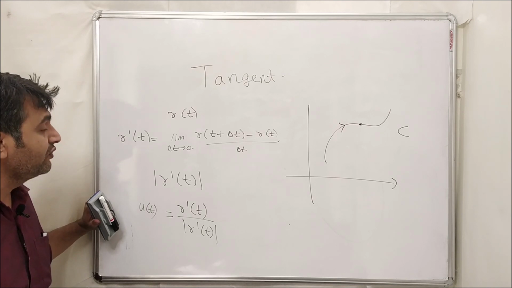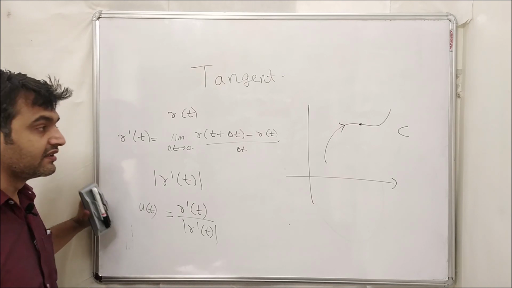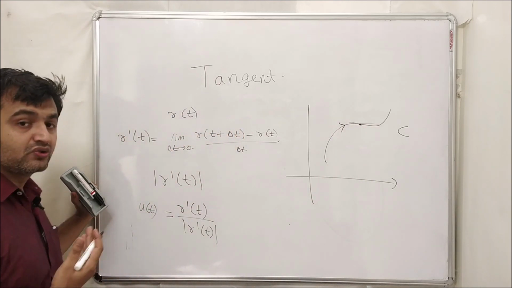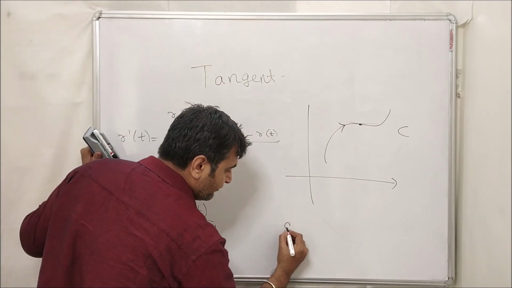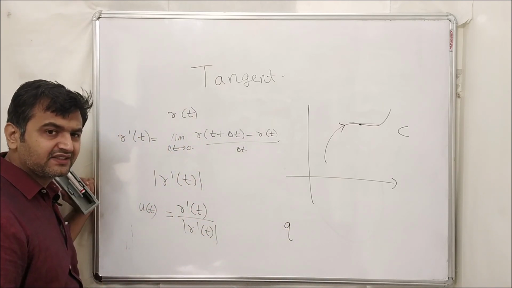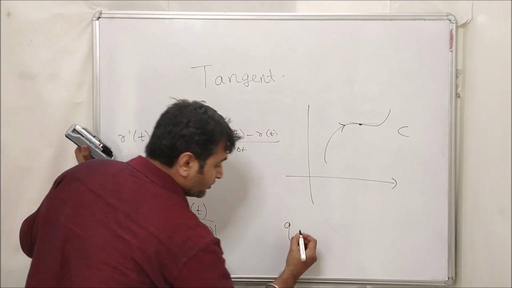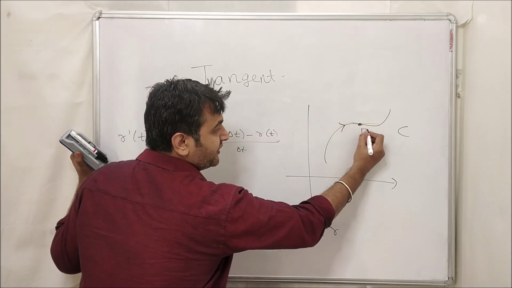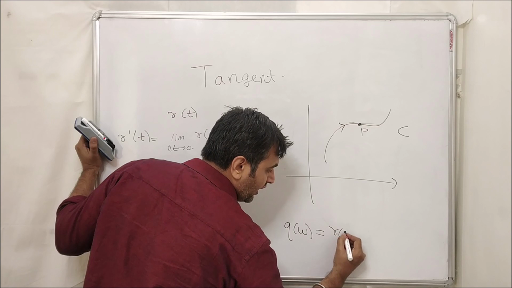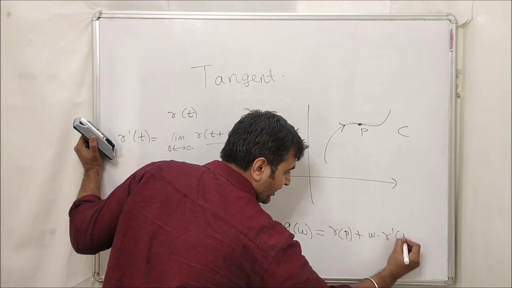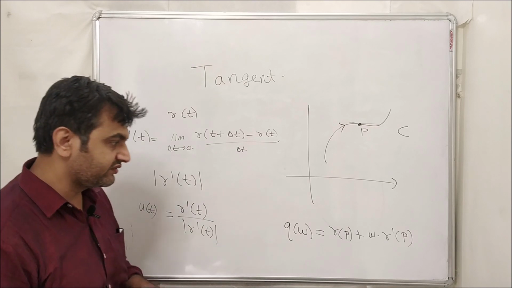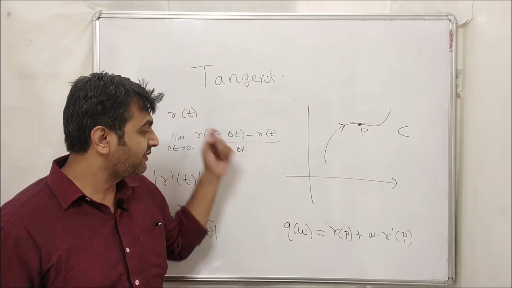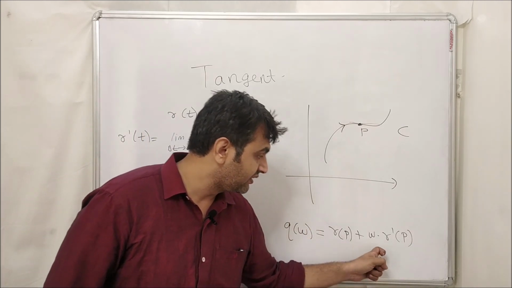Whenever you have a curve, you can definitely sketch the tangent vector. The question is how to sketch it. One can derive this, but I am not going to derive it; I am going directly to examples so that you can understand the concept. If you want to find the tangent at a point P, then Q of w is nothing but R of P plus w times R prime of P, where w is any real number, so this will keep on changing. R is the parameterization you have. At t you replace t by P, so you get a vector, multiplied by w.